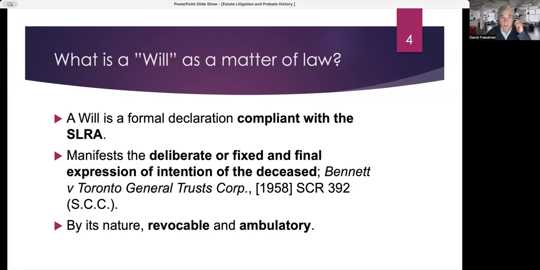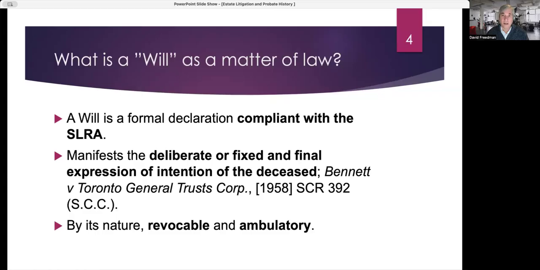And so there's a lot of older cases that deal with things like notes to a person's lawyer, which is the Bennett and Toronto General Trust Corporation case, where you're not sure whether this note to the lawyer was intended to operate as a will or not, or whether this was just instruction. So we're really fixated in the law of succession to ensure that wills that are admitted to probate or that we use to administer estates are, in fact, the fixed and final expression of the testamentary intentions of the deceased.